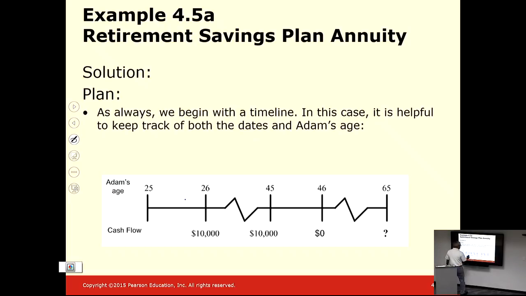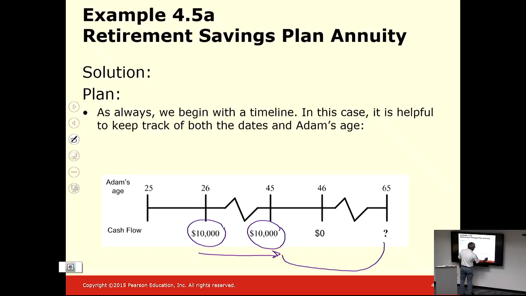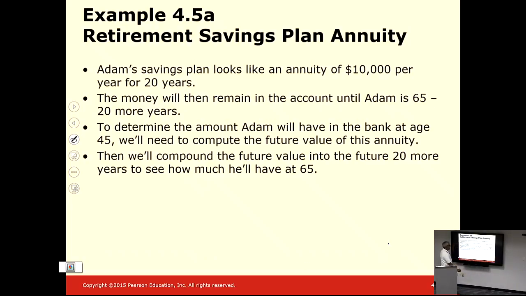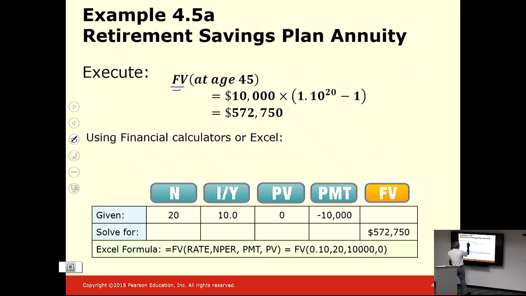So here are the cash flows. From year 26 to year 45, over a 20-year period, he is saving $10,000. Then after that, there's no deposit. How much will all of that deposit over the 20-year period grow to in year 65? So it looks like a $10,000 annuity for 20 years. Using this, I can calculate the future value of that annuity at age 45.